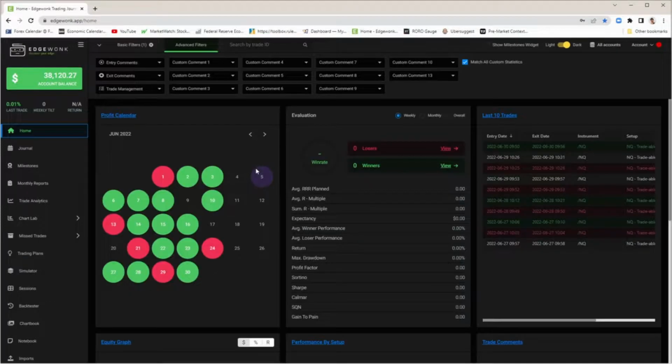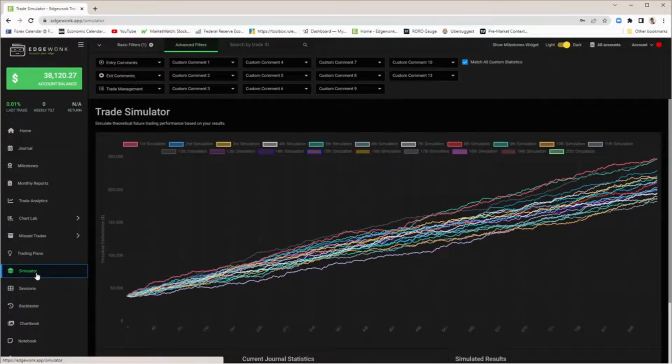One thing that I like about H1, they don't sponsor this video, but I do like that they have a Monte Carlo simulation model where you can see your trading performance, and you can simulate your future if you keep trading this way, right? And you can also filter this.